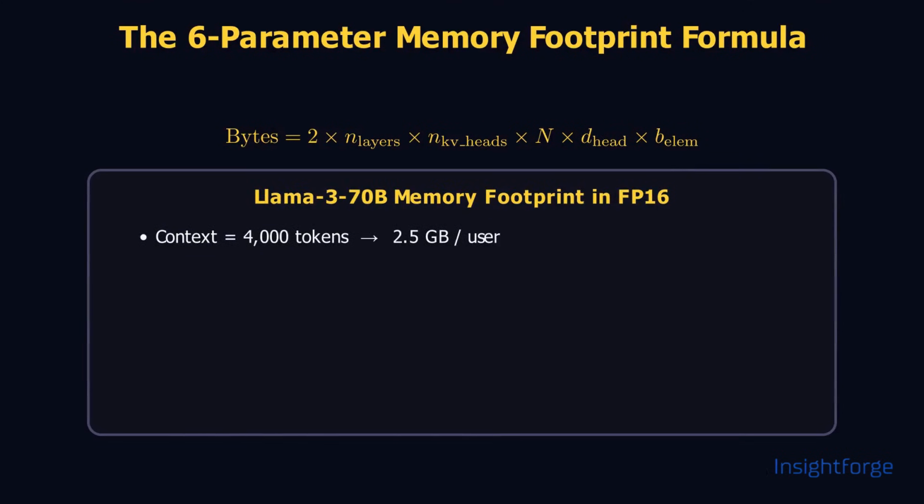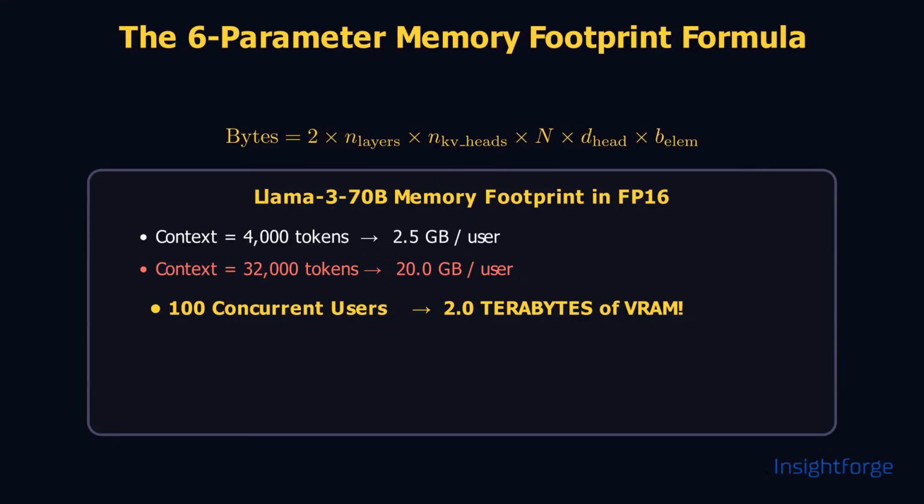For example, if you run a model like Llama 3 70 billion in half-precision, a modest 4,000 token context window consumes about 2.5 gigabytes of memory per user. But if you scale that context to 32,000 tokens, you are looking at 20 gigabytes of cache per user, sitting on top of the massive model weights. Therefore, if you have 100 concurrent users, you need 2 terabytes of high-bandwidth memory just to hold the cache. This is why serving long context models is such a massive logistical and hardware challenge. The cache is both the solution and the price.